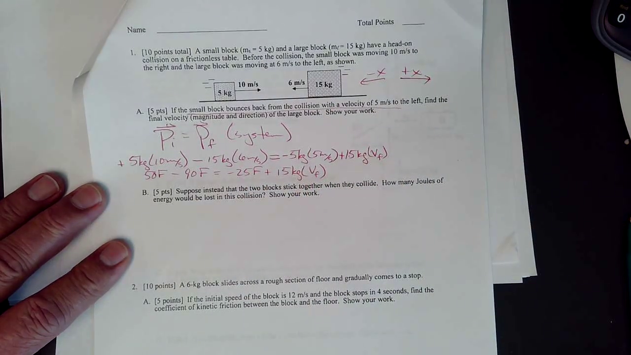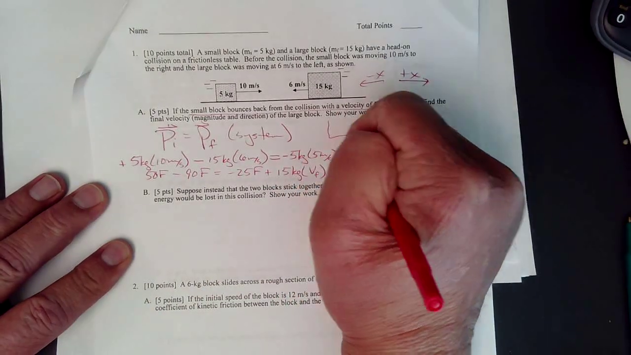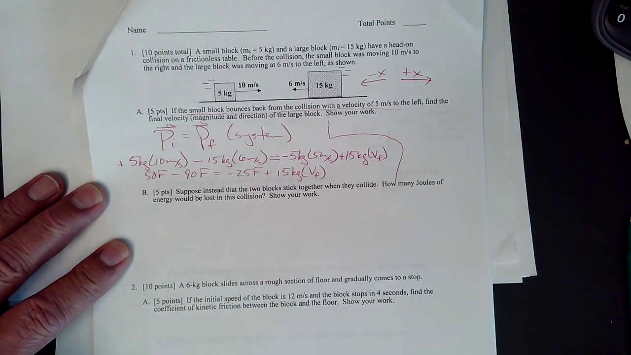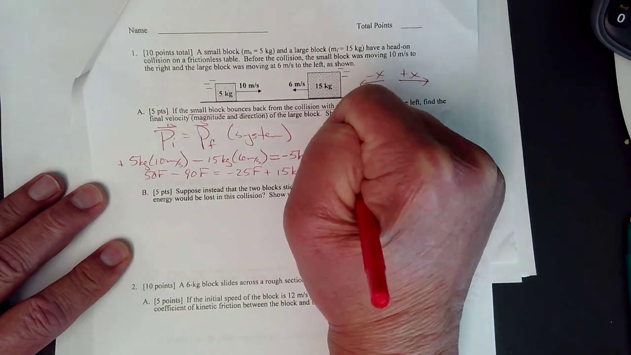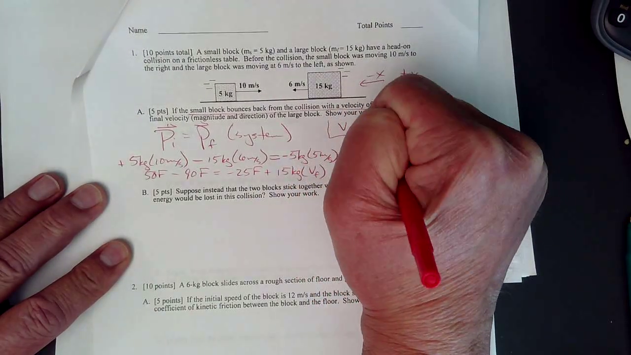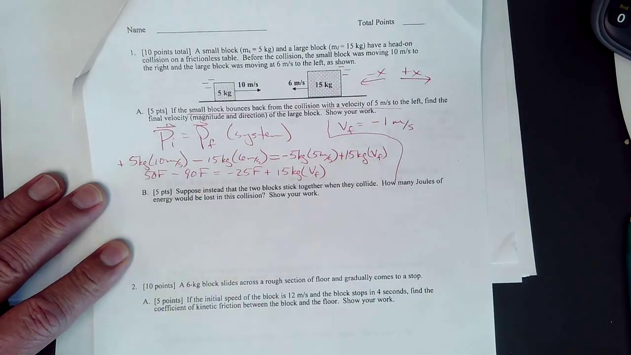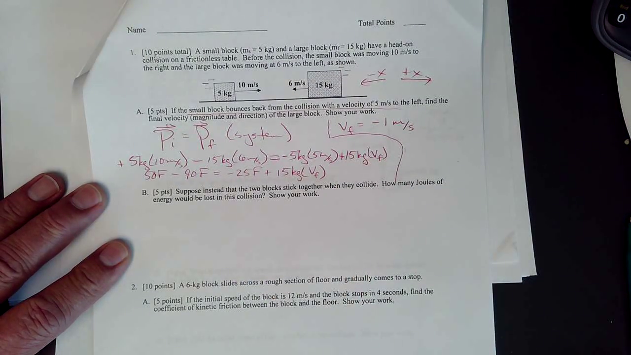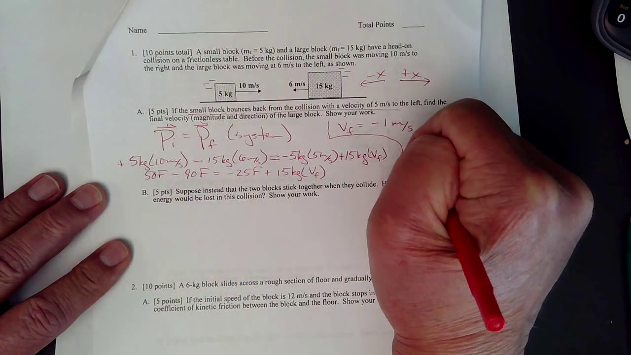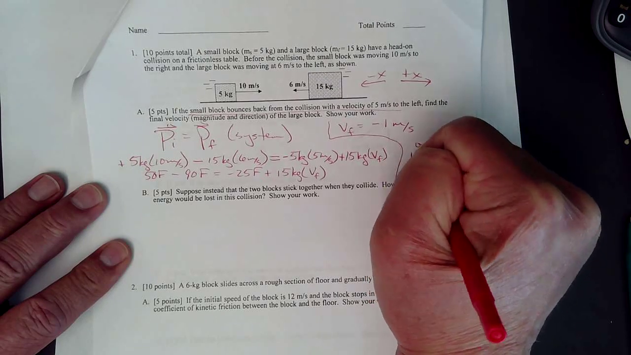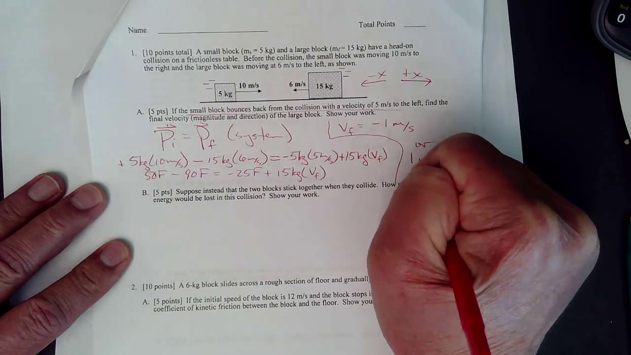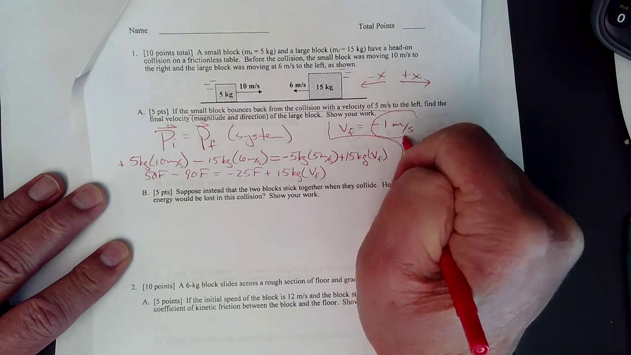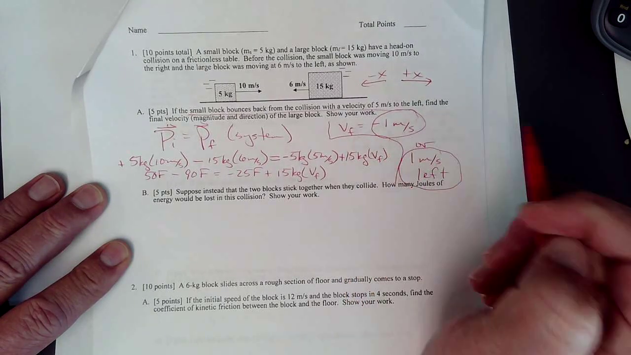Now, that's just algebra. I just solve for V final. And if I solve that, I get V final is equal to minus 1 meter per second. I can either write it as minus 1 meter per second, or I can write it as 1 meter per second left. But I have to choose either this or that. Okay?